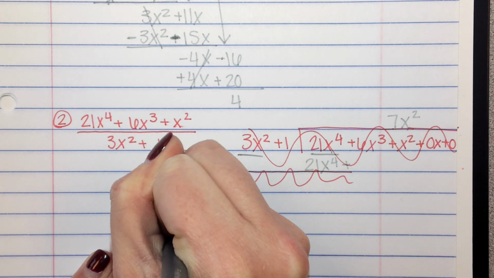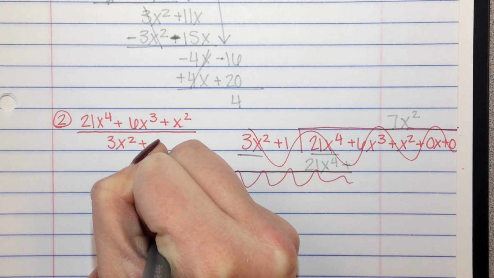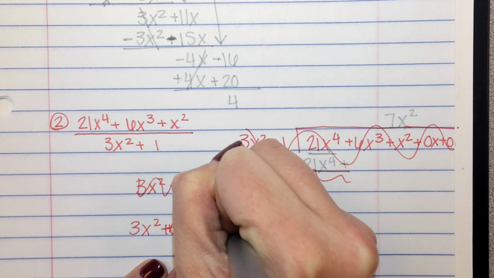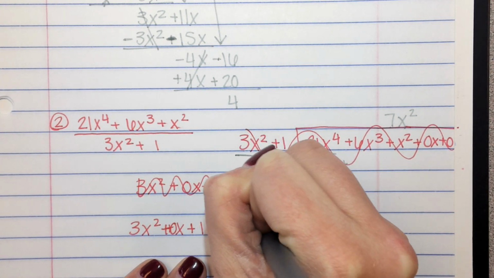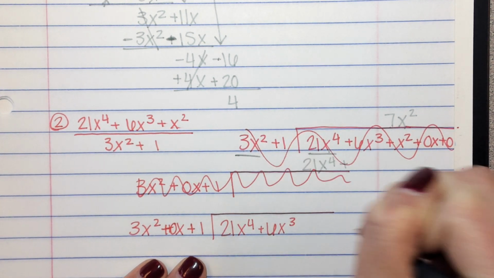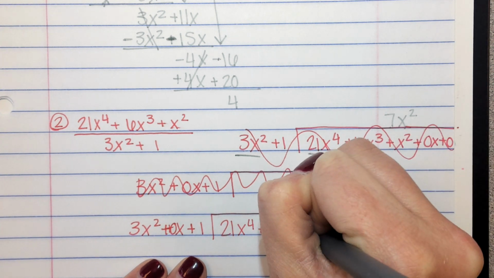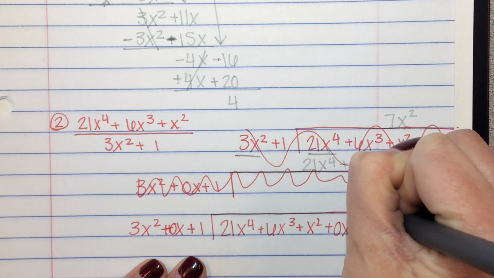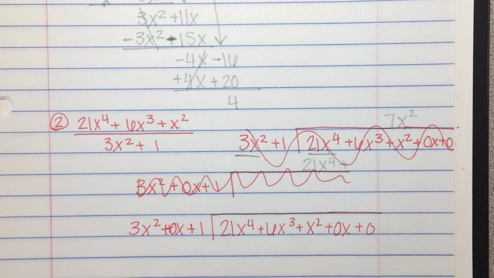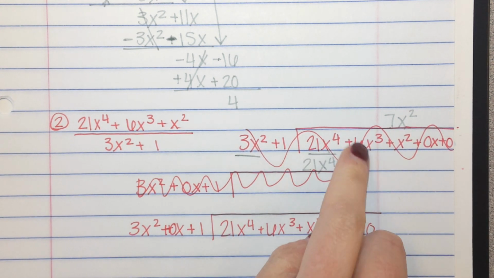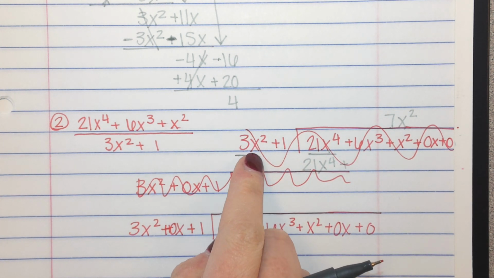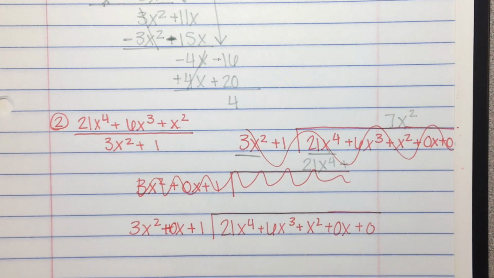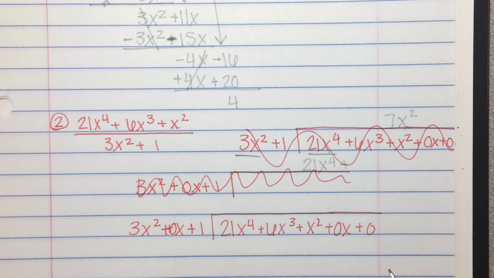There we go. Plus 0x plus 1 on the outside, and then on the inside 21x to the 4th plus 6x cubed plus x squared plus 0x plus 0. Okay, now we should have plenty of room. I want you to notice I had to check on the inside, but what did I have to do on the outside too? I have to check it for missing terms and throw in the 0 placeholder.